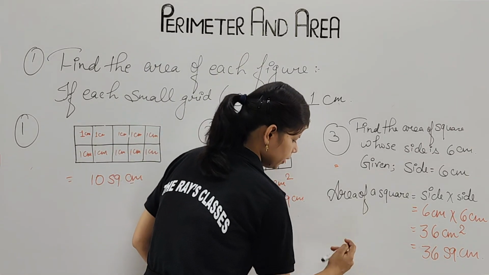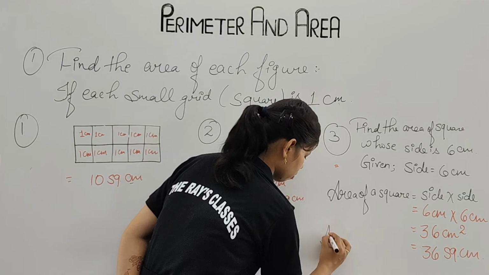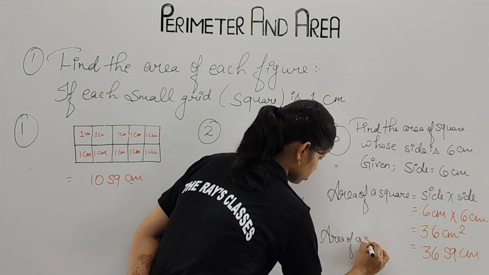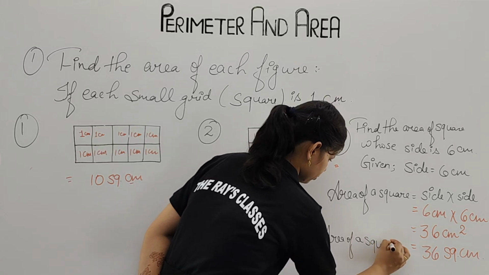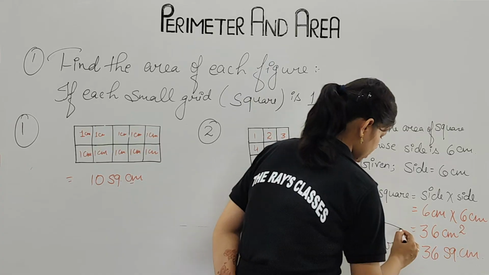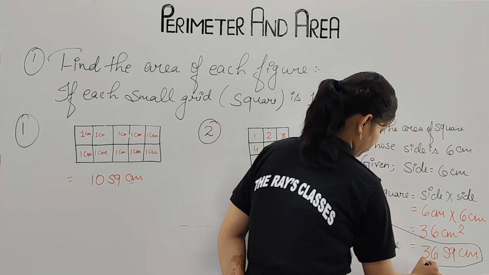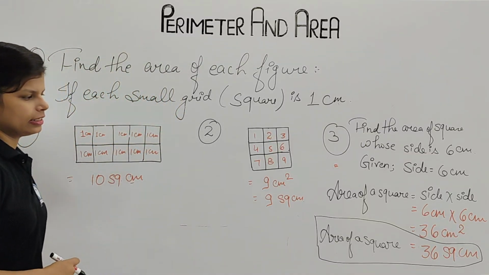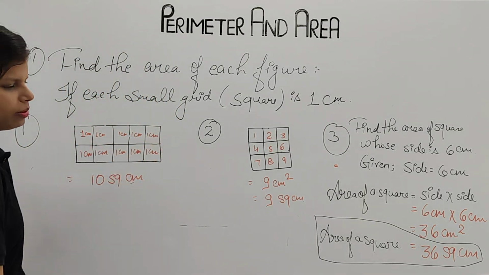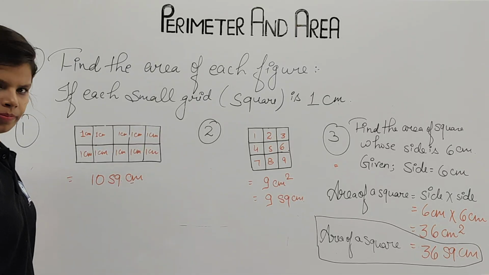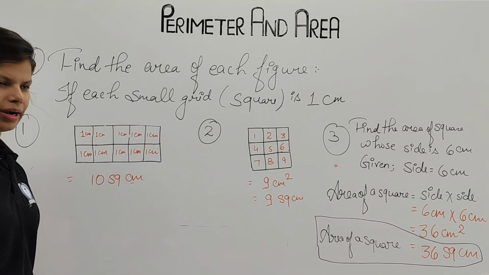That will be the area of the given figure, the area of a square. And your answer will be 36. As per the given form, the area of the square will be 36 square centimeter or 36 centimeter square. Both the values are the same. I think you can go with both forms. Clear? Hope you understand.